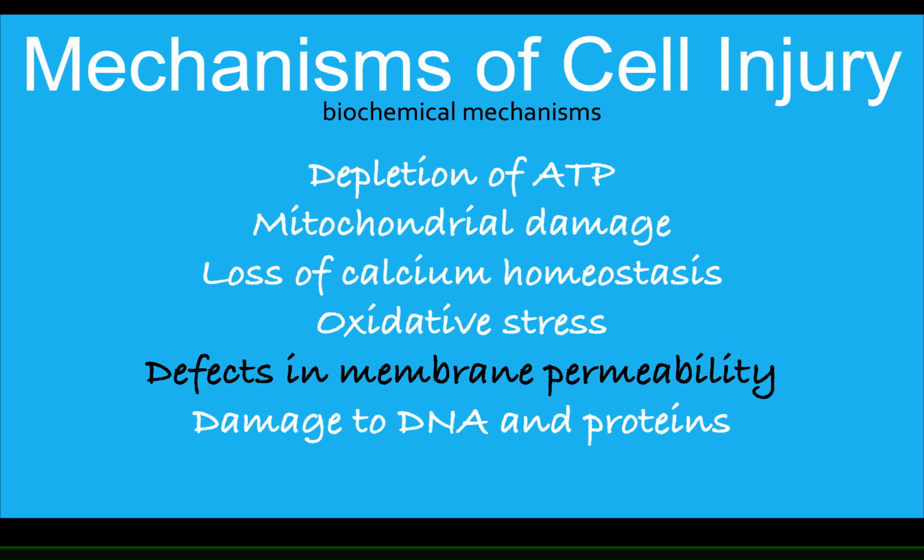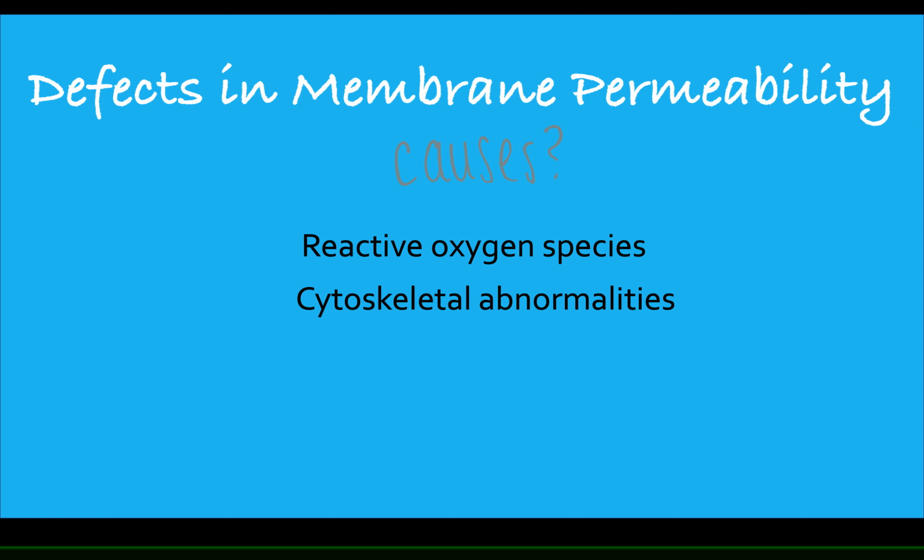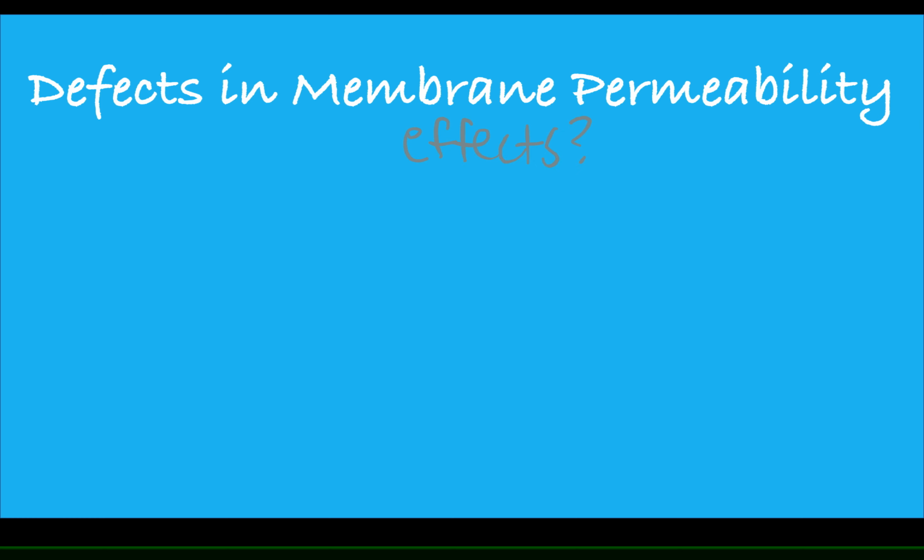The next type of mechanism of cell injury is defects in membrane permeability. We've already touched on this because, again, these are all kind of intertwined. But what can cause defects in membrane permeability? We just talked about reactive oxygen species. Any cytoskeletal abnormalities, which we already talked about a little bit. Phospholipids, remember, are an integral part of any membrane, so if you have decreased synthesis or increased breakdown of phospholipids, that can affect the permeability of the membrane.